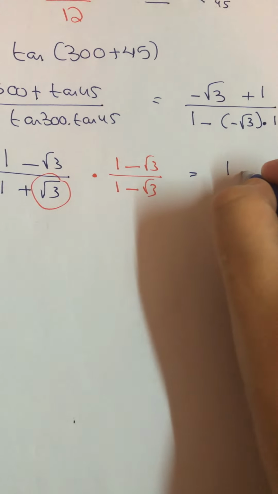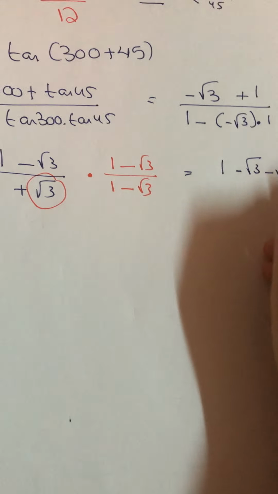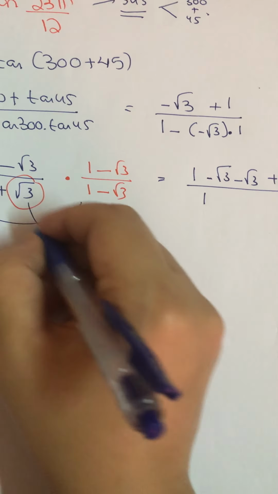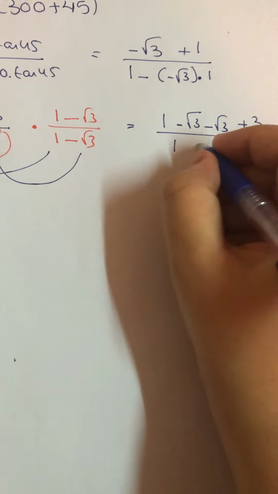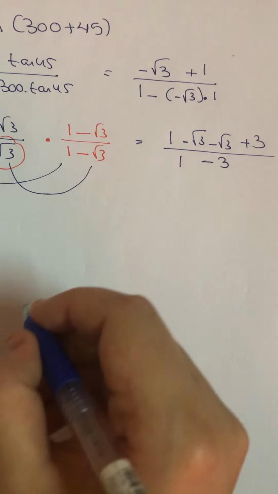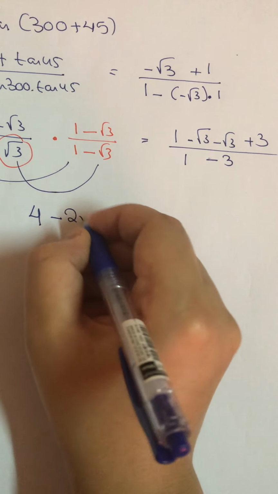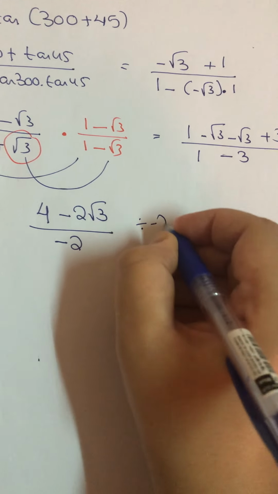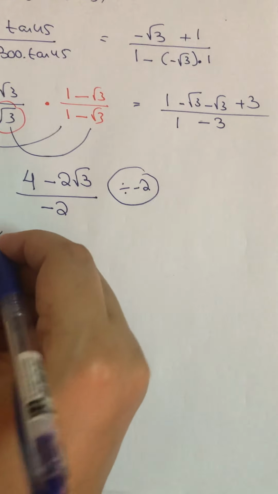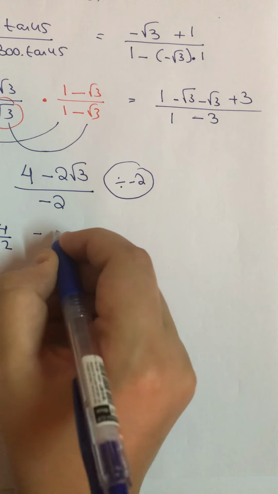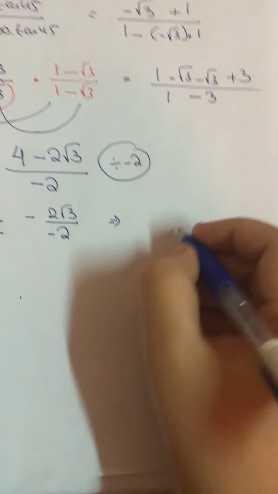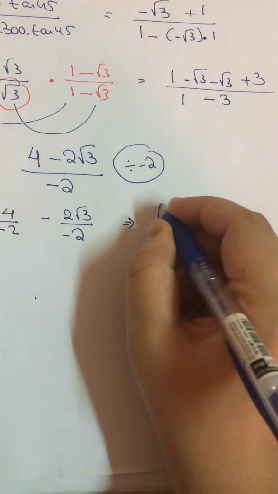Okay. This will give me 1 minus 2 root of 3, or in other words minus root of 3 minus root of 3 after foiling, plus 3 over 1, and difference of squares is first with first, last with last because the middle terms will go. So I have in my numerator now 4 minus 2 root of 3 all over negative 2. If you try to divide everybody by negative 2, or in other words split it, 4 divided by negative 2 minus 2 root of 3 over negative 2, you are going to get negative 2 plus root of 3 as an answer.